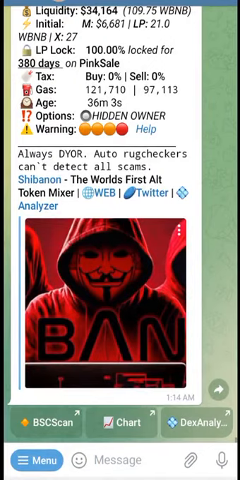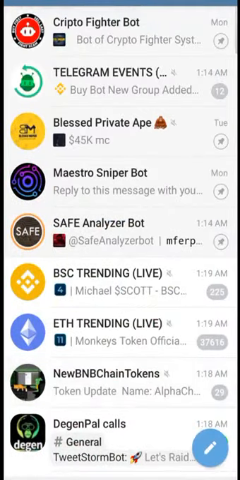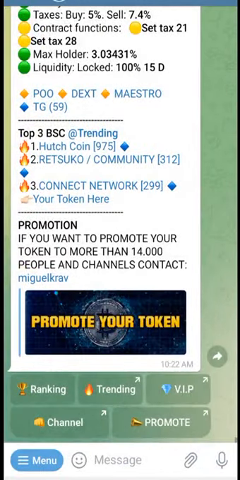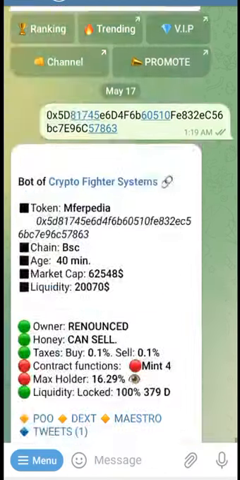So that is for Safe Analyzer. Let's look at the Crypto Fighter bot. This Crypto Fighter bot is another bot that can be used for scanning of tokens. So you can use both Safe Analyzer and Crypto Fighter. Let's look at this Crypto Fighter and see what it is saying about this token.